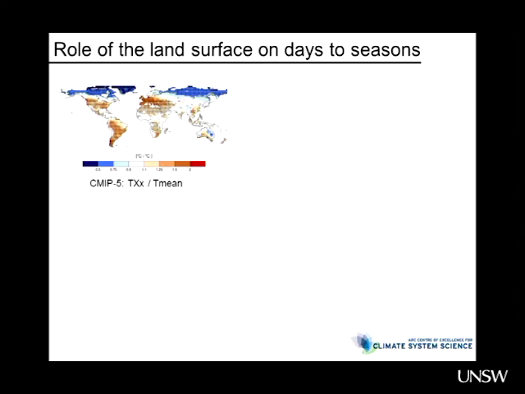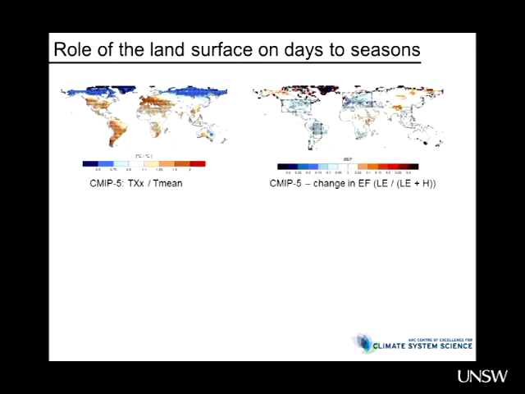This is an image that shows the amplification of maximum annual temperature. TXX is the hottest day of the year. Average temperature is T mean. This is a pattern, if you like, of the amplification of extreme temperatures relative to the mean. And you can see a strong amplification of maximum temperatures over the average over Europe, over North America, and a few other places. This is the change in the evaporative fraction, which is what I've been talking about.